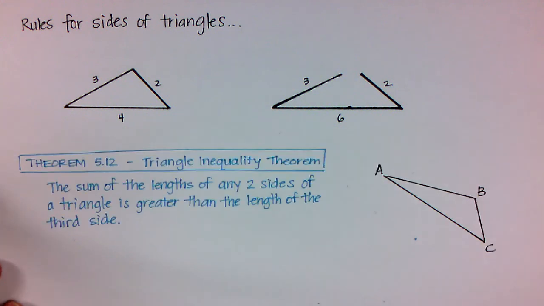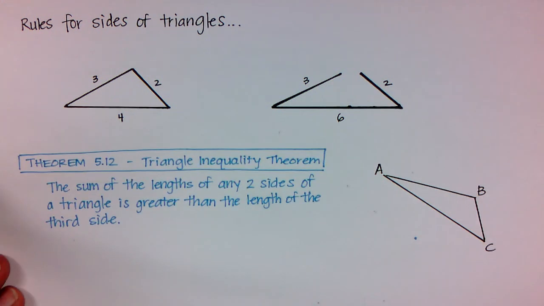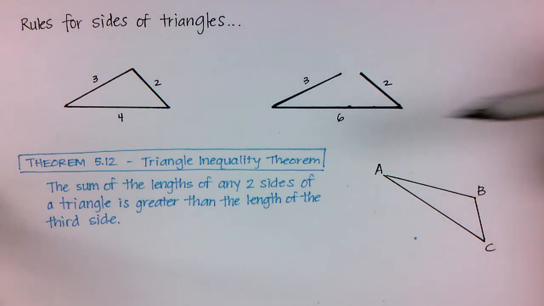And this brings us to our last theorem, Theorem 5.12. It's called the Triangle Inequality Theorem. What it says is that the sum of the lengths of any two sides of a triangle must be greater than the length of the third side.